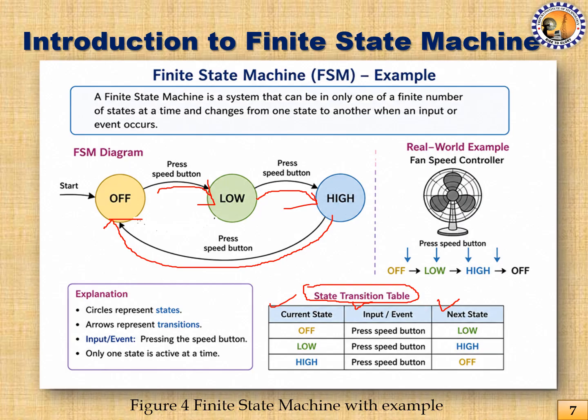So this example explains how a state machine or finite state machine works. We call it a finite state machine because this machine has a finite number of states. As you can see, there are three states. That's why they are called finite state machines.